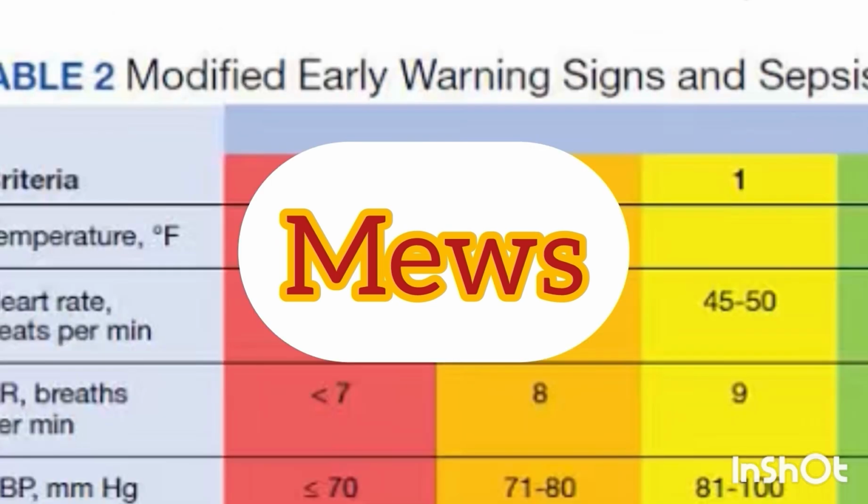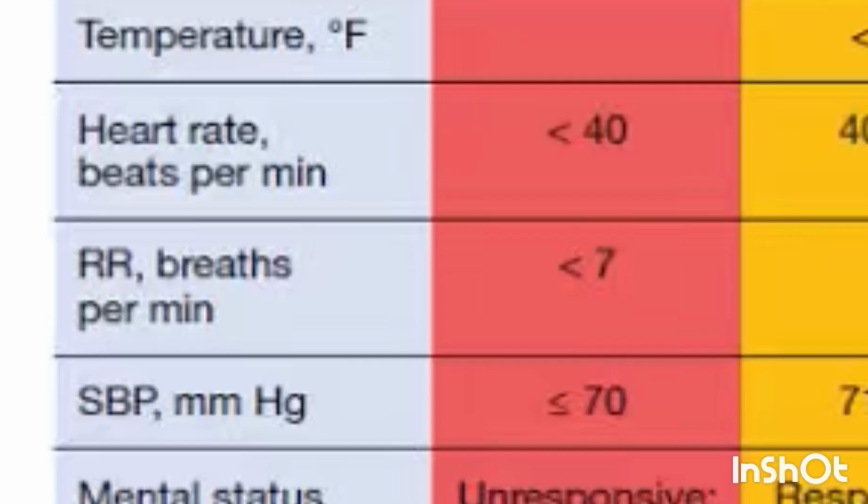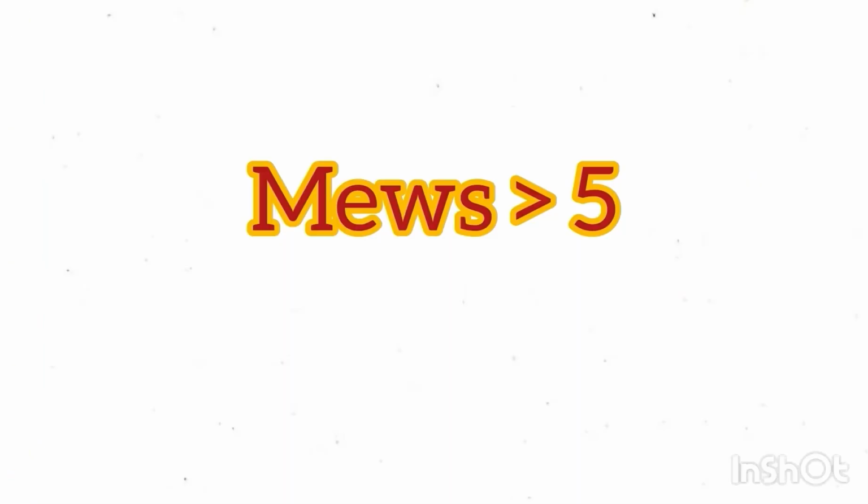And what is MEWS? Here in MEWS we use only 5 parameters like respiratory rate, heart rate, blood pressure, temperature and conscious level. If the value is more than 5, it is high risk and ICU transfer is often considered. MEWS is simpler but still useful, especially when NEWS isn't implemented.